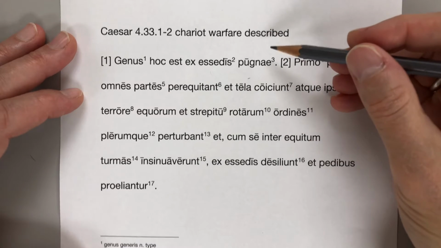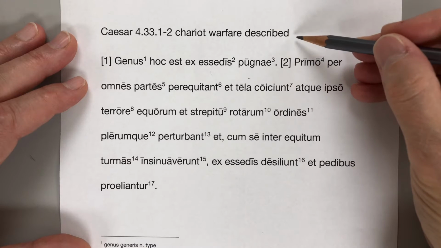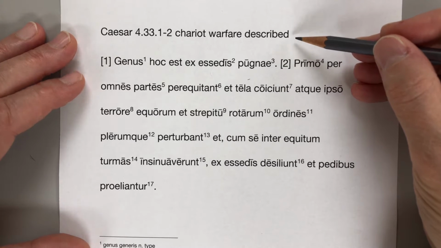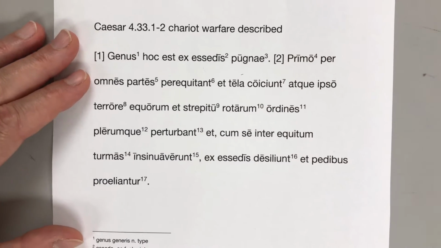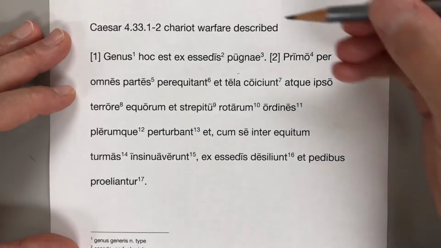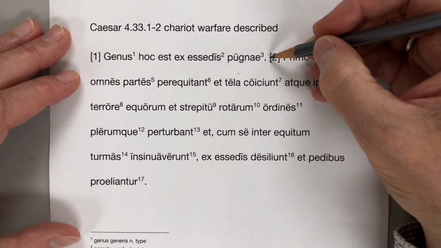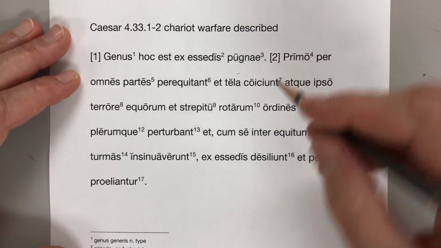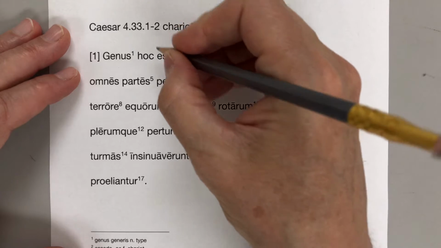This is Caesar 4.33, 1 and 2. And this is a nice little digression that Caesar gives on the topic of chariot warfare. So we don't see many of these in Caesar, but pretty interesting here, and it's useful if you ever get stuck in traffic on the Schuylkill Expressway as well. So this is one of those existential verb to be's here.